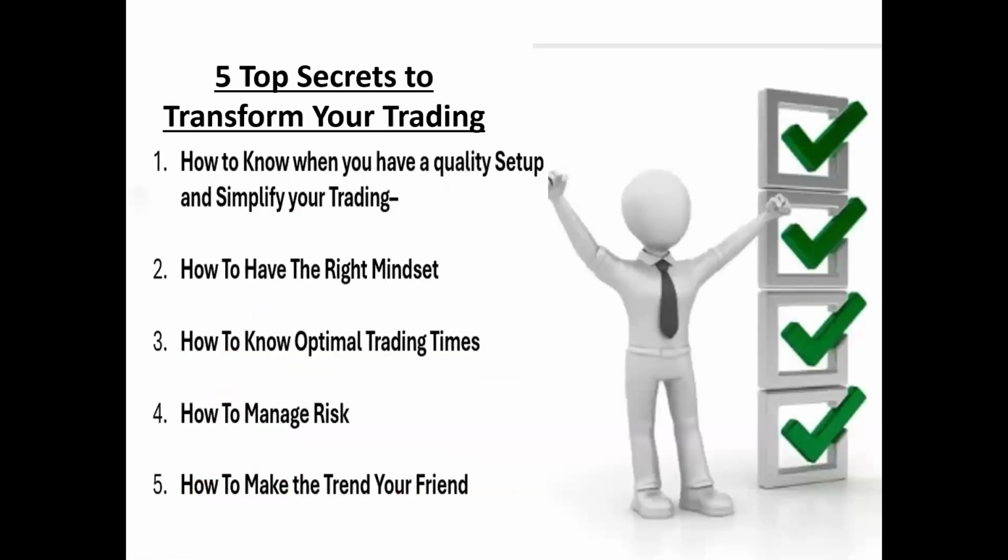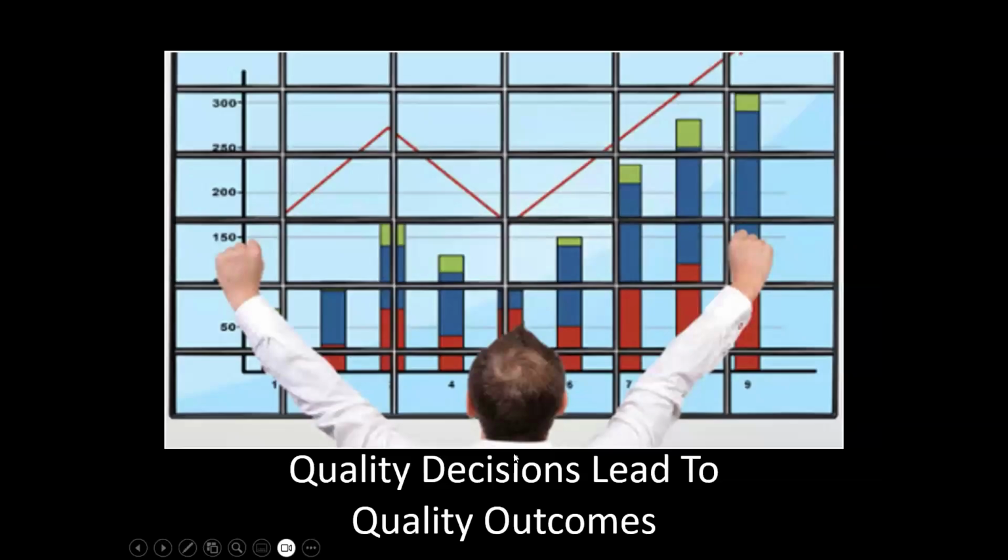This afternoon, we're going to talk about 5 areas of trading that you need to work on. One is having good quality setups to simplify your trading. Also having the right mindset, knowing optimal trading times, and how to manage risk. Risk management is not optional. As Patrick indicated, there is a certain degree of risk in trading, but with the right tools, you can manage that risk. Also, how to make the trend your friend.